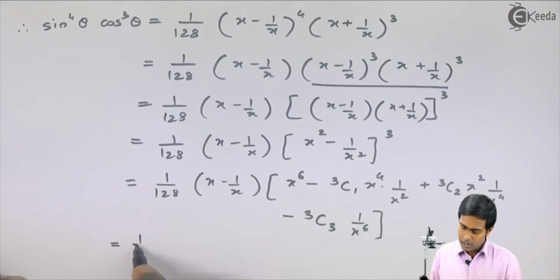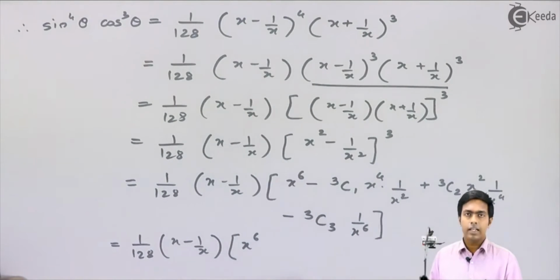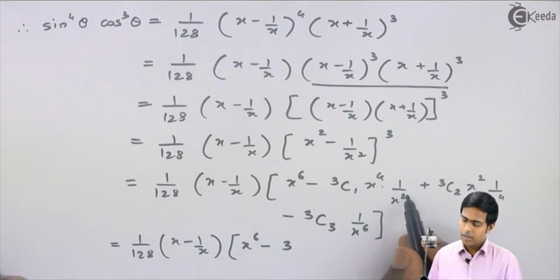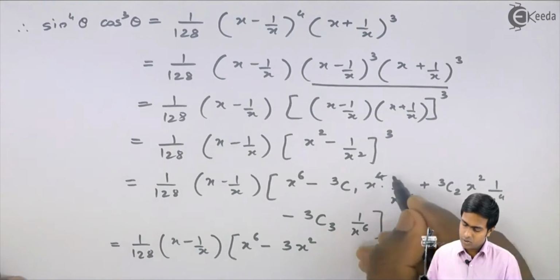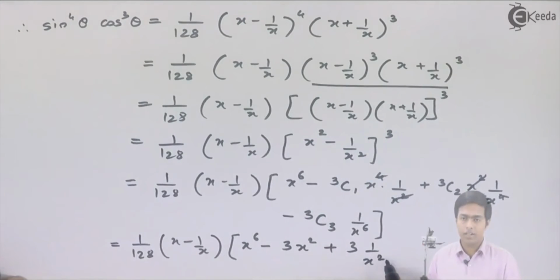Next, this will give me 1 upon 128 times (x minus 1 upon x), and in the bracket we will get x raised to 6, 3C1 is equal to 3, so 3. Next, here we will get x square, so this will cancel out. Here we will get again 3, 3C2 is 3, it will cancel out. We will get 1 upon x square, 3C3 is 1, so minus 1 upon x raised to 6.